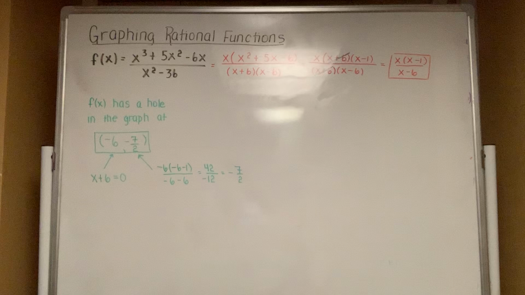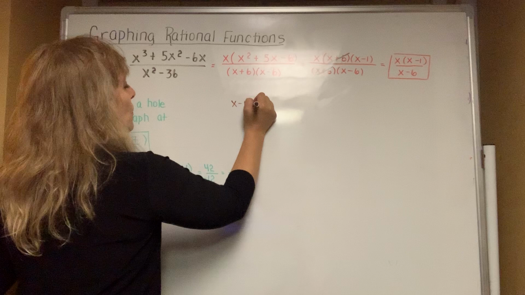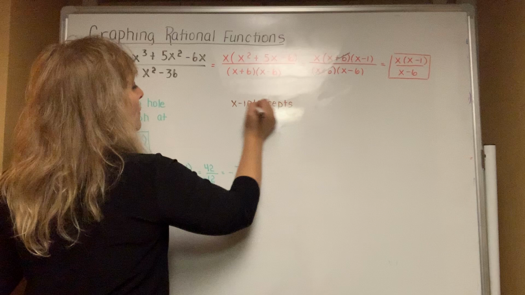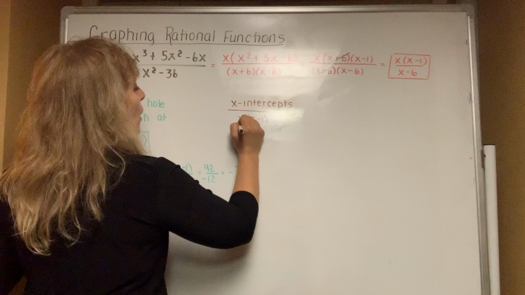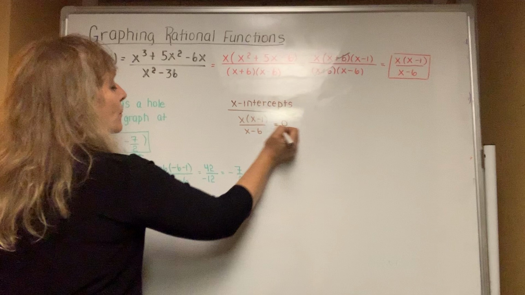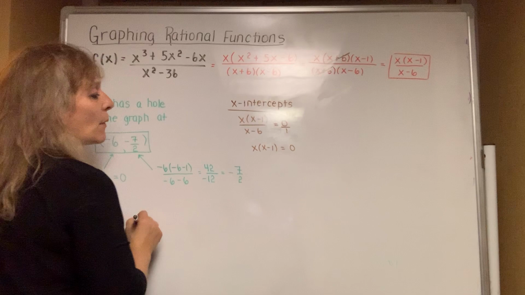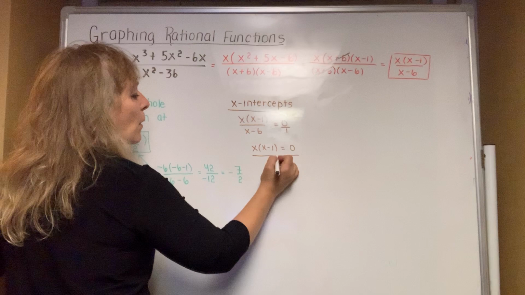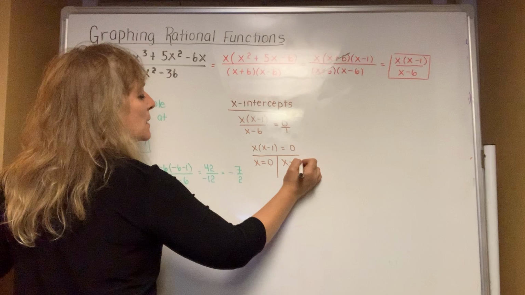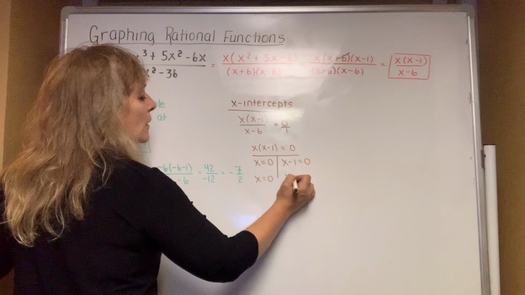Now, the second thing that you need to do is figure out what the x-intercepts are. So when you're going for x-intercepts, you basically just take the reduced version of the function, which is x times x minus 1 over x minus 6, and you just set it equal to 0. If you cross multiply, 1 times this is x times x minus 1. But x minus 6 times 0 is 0. This is a quadratic because there is an x squared, but it's in factored form, so all you have to do is set each one of the factors equal to 0 and solve. The answer on the left is x is 0. The answer on the right is x is 1.